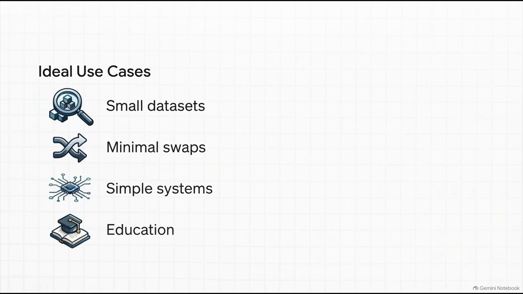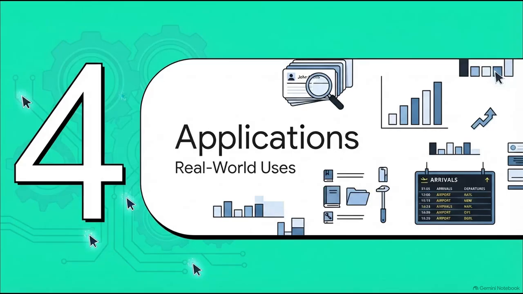Selection sort only makes one single swap per pass. Sure, it scans everything, but it only actually moves an item once it knows exactly where it belongs. That makes it fantastic for simple systems, and of course, it's absolutely unparalleled for educational purposes when you're first learning the basics. Part 4, real-world applications.